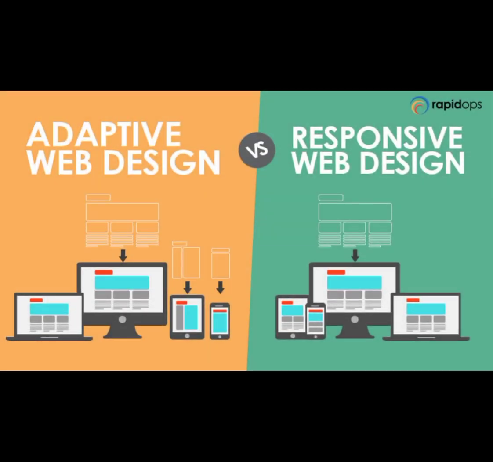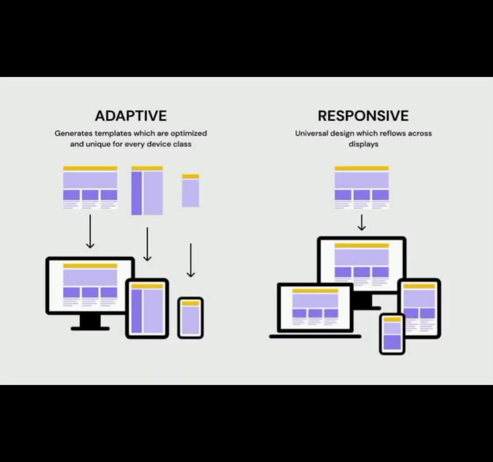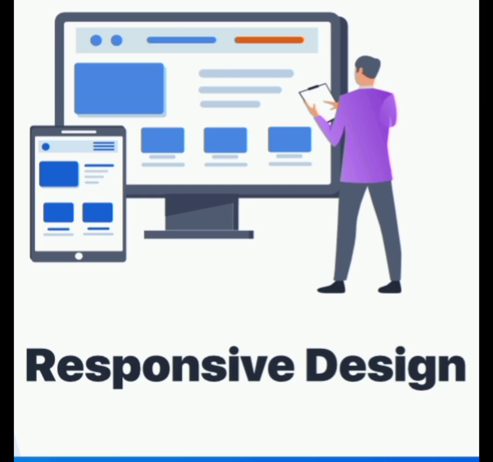So now let's see what is the difference between adaptive and responsive website. So both adaptive and responsive websites are used to provide optimal user experience across various devices and screen sizes, but they differ in their approach to achieve the goal. A responsive website uses a single design that adapts and changes the layout based on the screen size of the device it is viewed on.